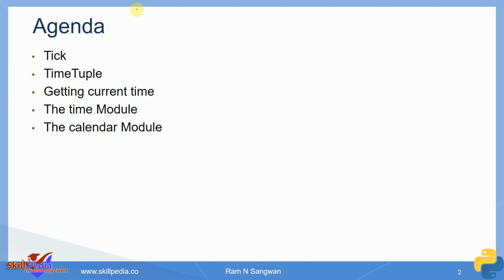So what we will understand in this quick session: what is the definition of tick, what is a time tuple, how to get the current time in Python, what is the time module and what is the use of it, what is the calendar module and how to use it in Python.